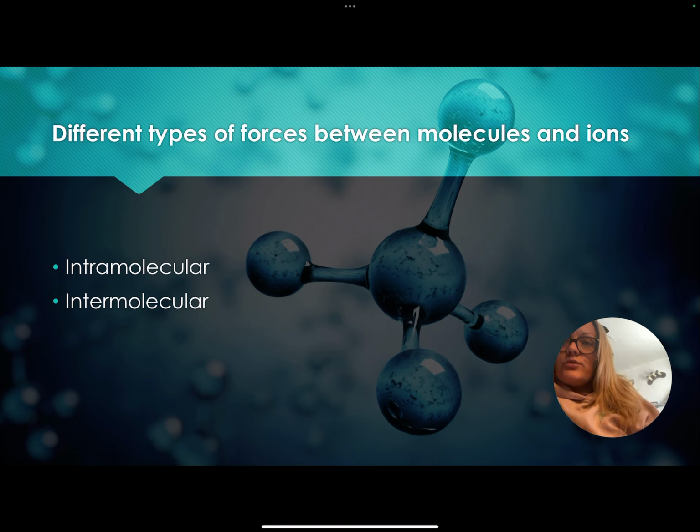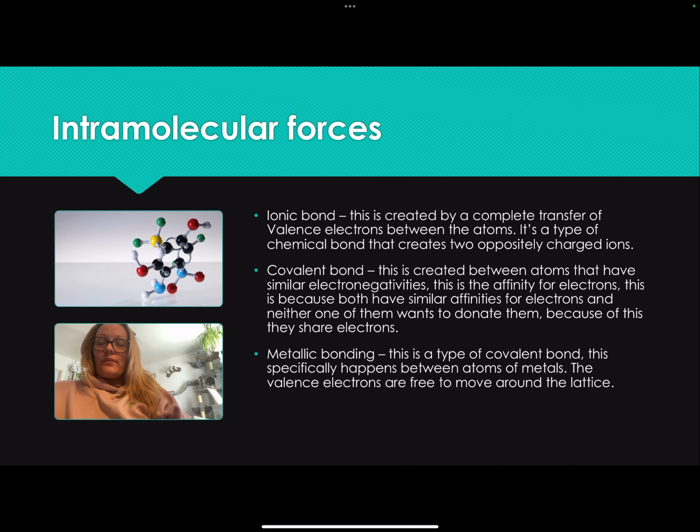The different types of forces between molecules and ions: intramolecular and intermolecular. Intramolecular forces. An ionic bond. This is created by a complete transfer of valence electrons between the atoms. It's a type of chemical bond that creates two oppositely charged ions.